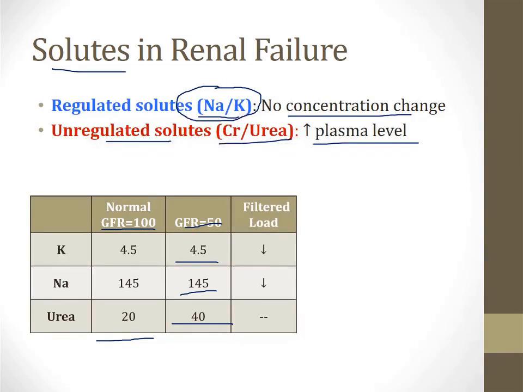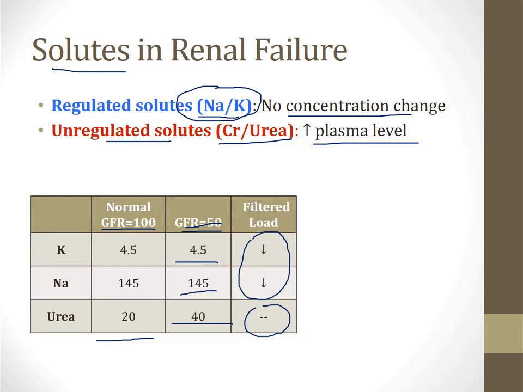Remember, the filtered load is the GFR times the plasma concentration. So the filtered load for potassium and sodium is going to fall. That's because there's less GFR and the plasma concentration has not changed. However, the filtered load for urea is exactly the same. The GFR fell by half and the urea level doubled.